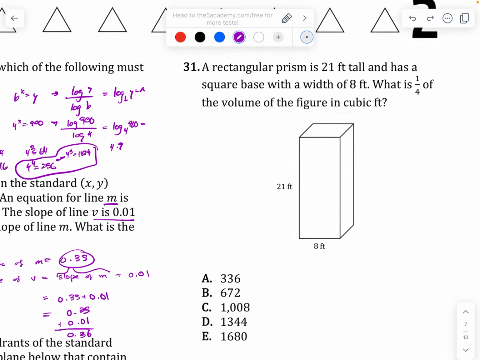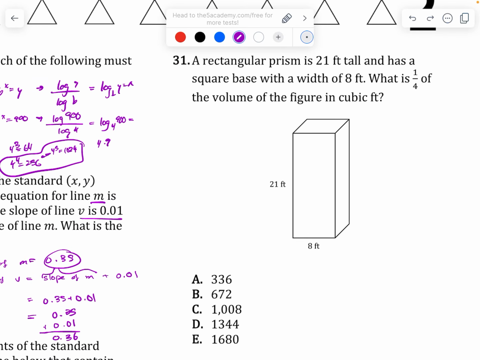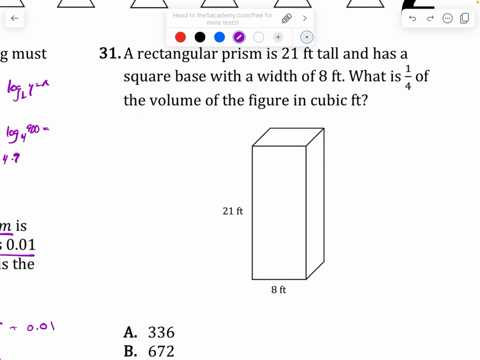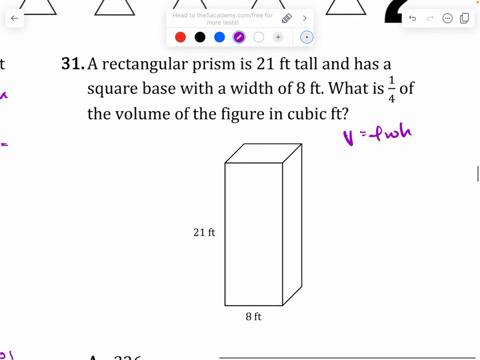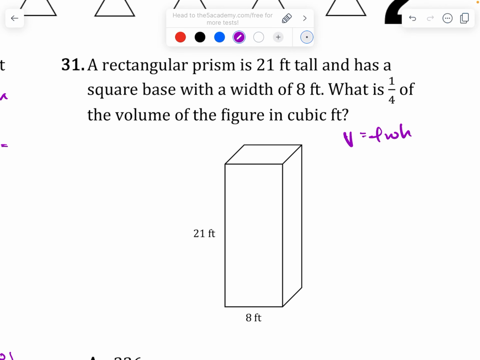A rectangular prism is 21 feet tall and has a square base with a width of 8 feet. What is 1/4 of the volume of the figure in cubic feet? Okay, so let's find the volume of the figure in cubic feet. Volume is equal to length times width times height for a rectangular prism. 21 feet tall has a square base. Square base, what does that mean? At the bottom right here, you have a square. So 8, 8, 8. That means my width is 8, my length is also 8. Okay? And my height is 21. So V equals 8 times 8 times 21.